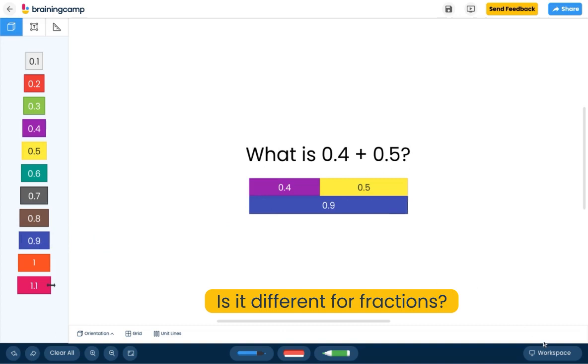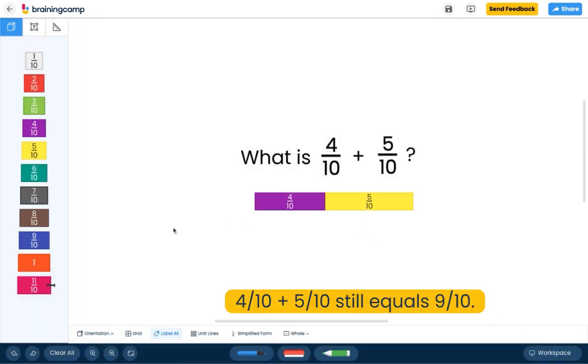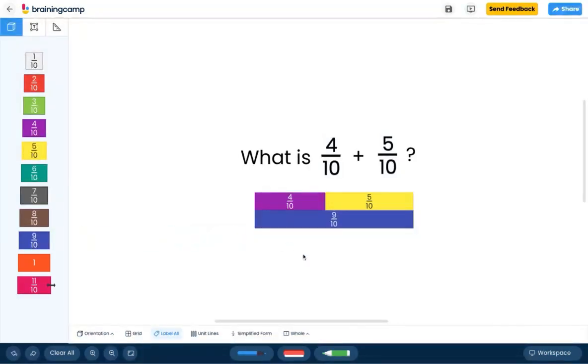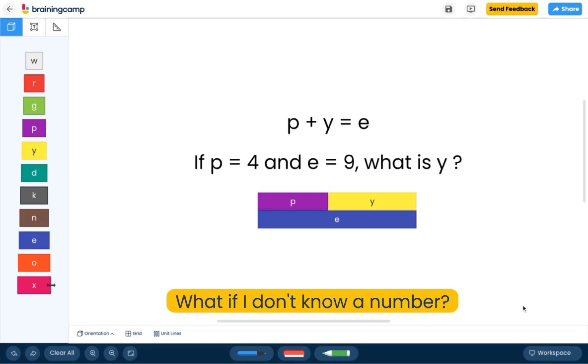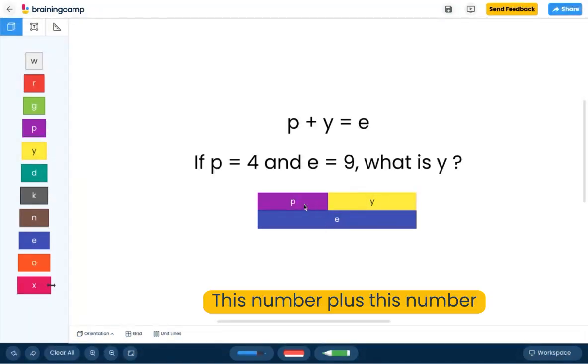Is it different for fractions? No. 4 tenths plus 5 tenths still equals 9 tenths. What if I don't know a number? P plus Y equals E. If P is 4 and E is 9, what will Y be? This number plus this number equals this number.